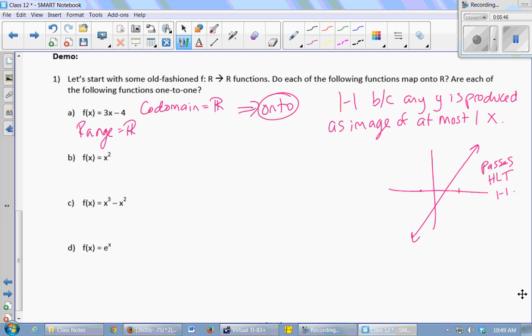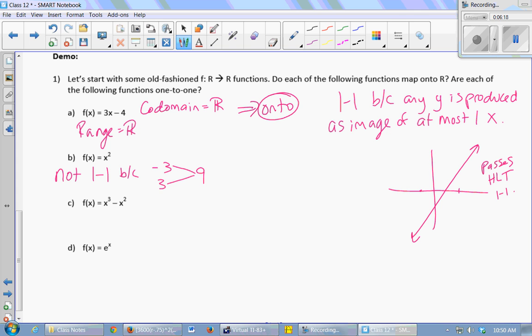Right, so f of x equals x squared is not one-to-one, because if you pick a y value, like 9, 9 is the image of two different x's, positive 3 and negative 3. Okay, so that one is not onto. I'm sorry, not one-to-one, because negative 3 and 3 both get mapped to 9. So 9 comes from two different x values, not one-to-one.